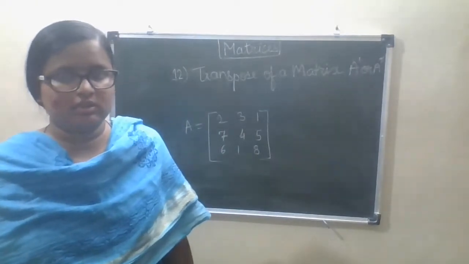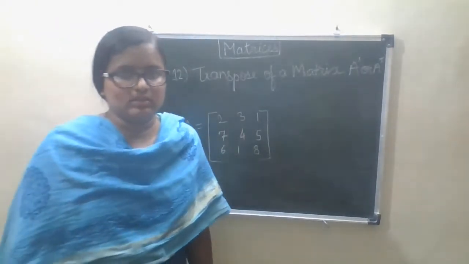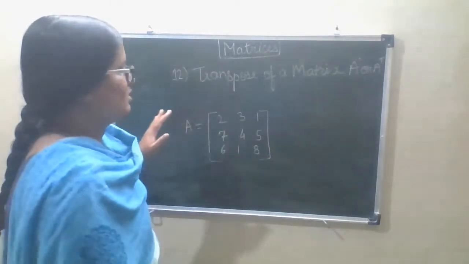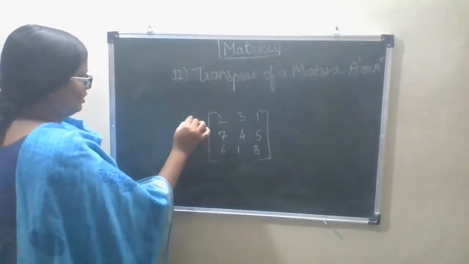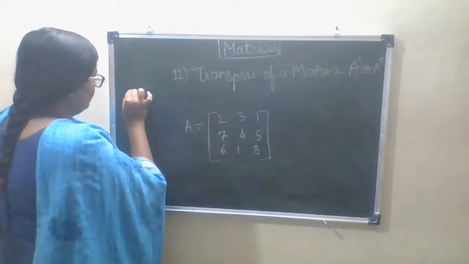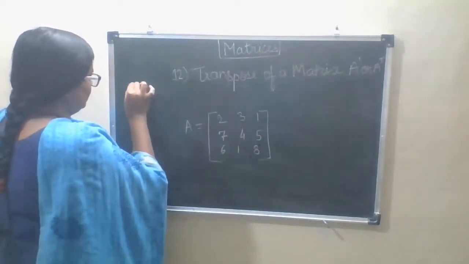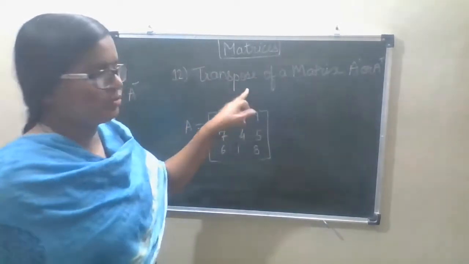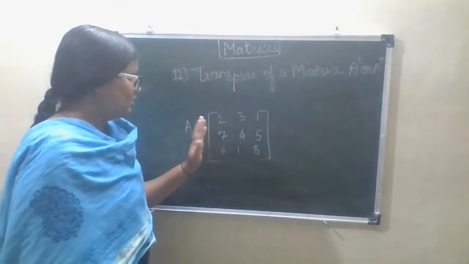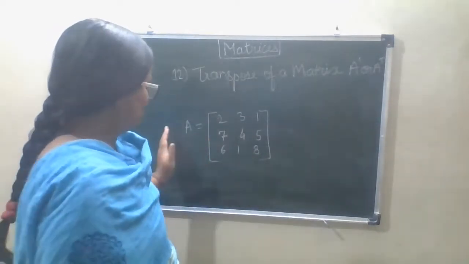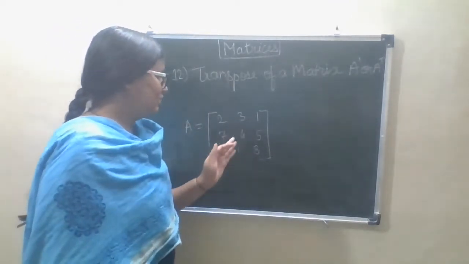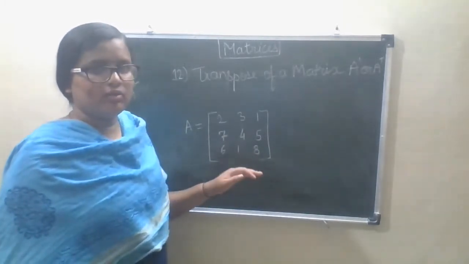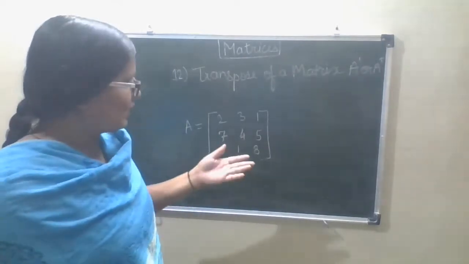Now further, the transpose matrix. The transpose matrix is denoted as A raised to t, A raised to t. Suppose this matrix is defined with these elements: 2 3 1, 7 4 5. Okay, anything. Now I will transpose this.